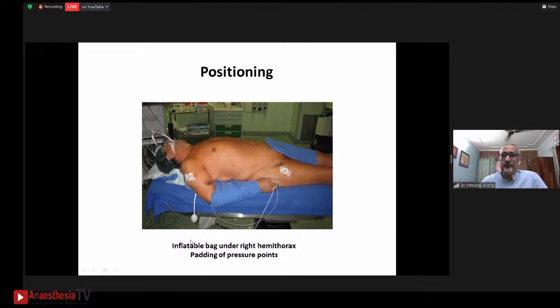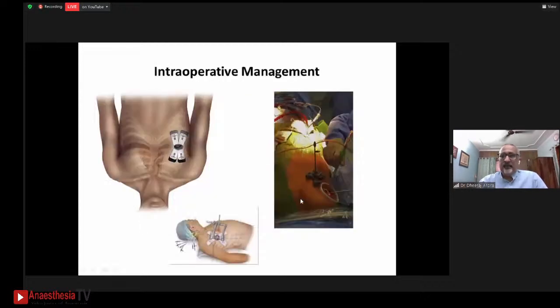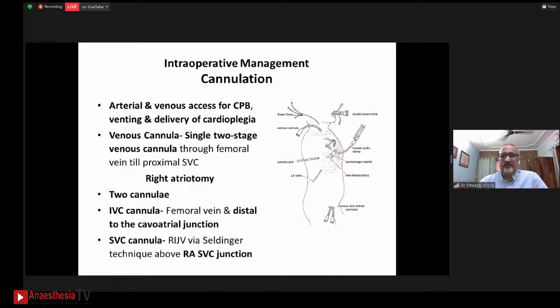Usually, we put an inflatable bag inside the right hemithorax, and we inflate the bag whenever the positioning is to be done, and after the surgery we deflate the bag. The padding of the pressure points is also important. And this is usually the surgical procedure through the right thoracotomy.